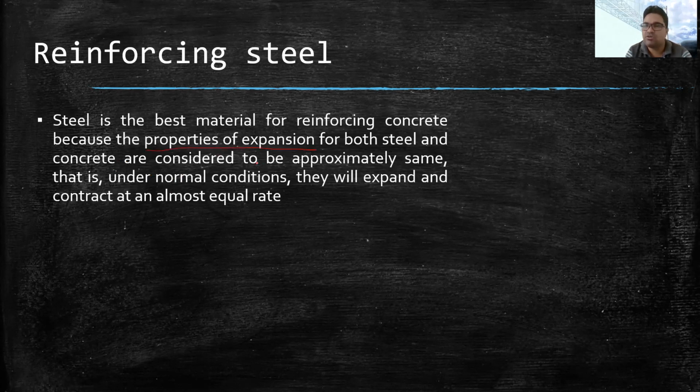property of expansion. The expansion of steel and concrete are considered to be approximately the same, which means under normal conditions they will expand and contract at almost equal rate. If the rate of expansion and contraction is different for steel and concrete, then what will happen at a certain temperature? Steel may expand more and concrete may expand less. At that time, steel may get off from the concrete. So that is not desirable.